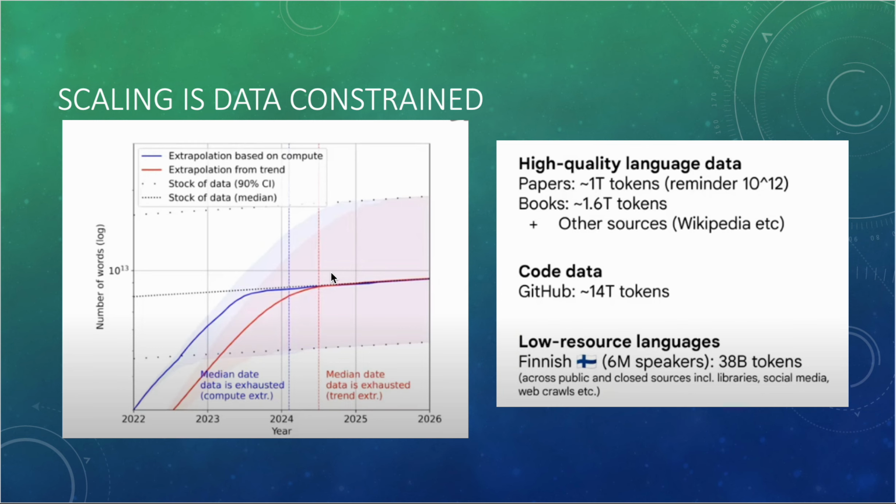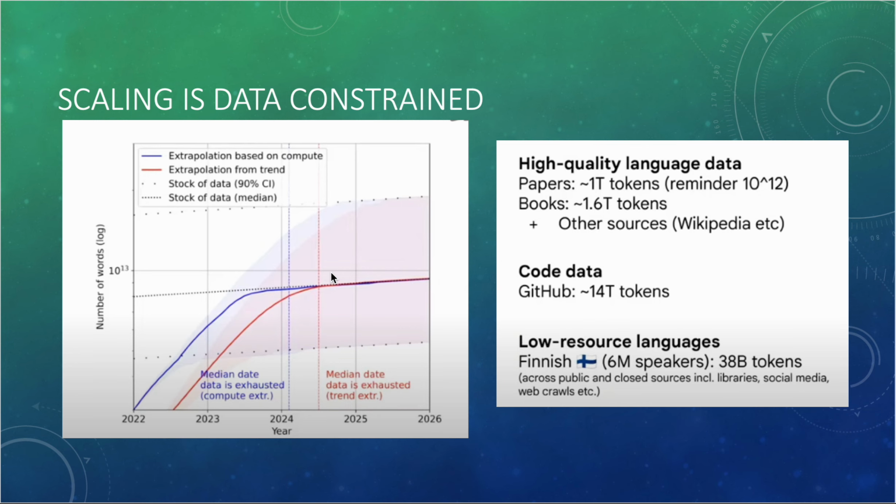Even though there's some uncertainty in this prediction, it seems likely that in the next few years we will use up the good data we currently have access to. When we look at really good quality sources of data like academic papers or books, there's a lot, but not endless amounts. About 1 trillion tokens from papers and 1.6 trillion from books. Sources like Wikipedia have more to give but are quite small compared to the need.